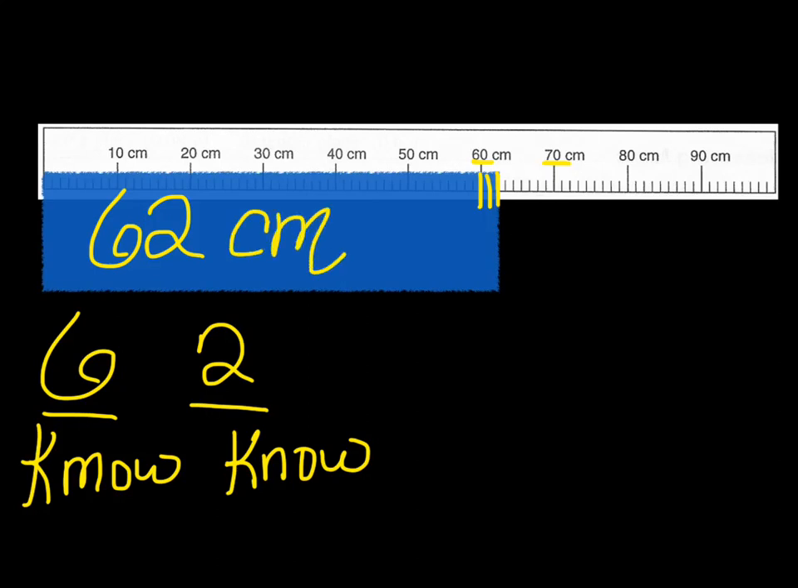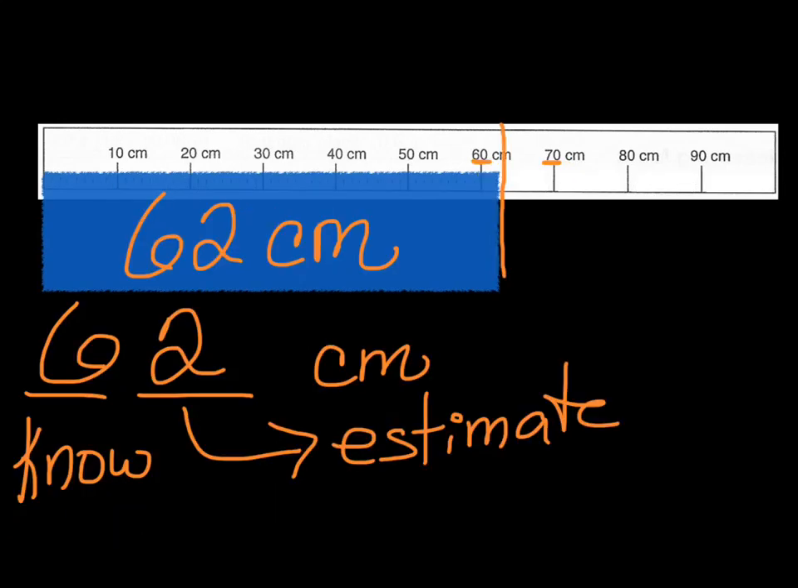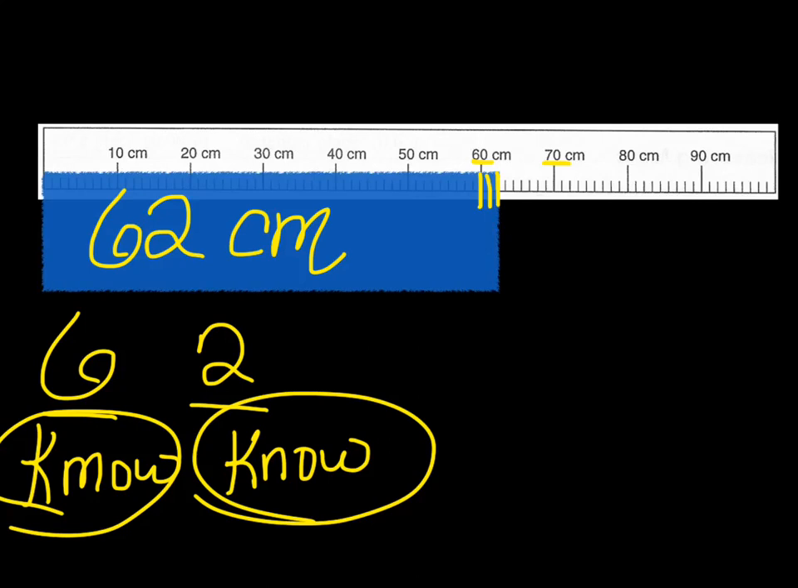How confident do I feel about this measurement? Well, this time I know the 60 and I know the 2. I know it's 62 centimeters. So I likely feel much more confident about this measurement than I did about the first one, where I knew it was 60 and I estimated the 2. So I think it's 62 centimeters. And this brings us to the point of significant figures.